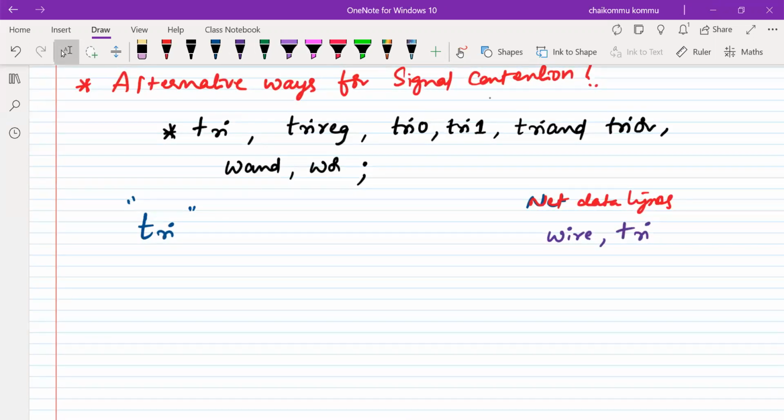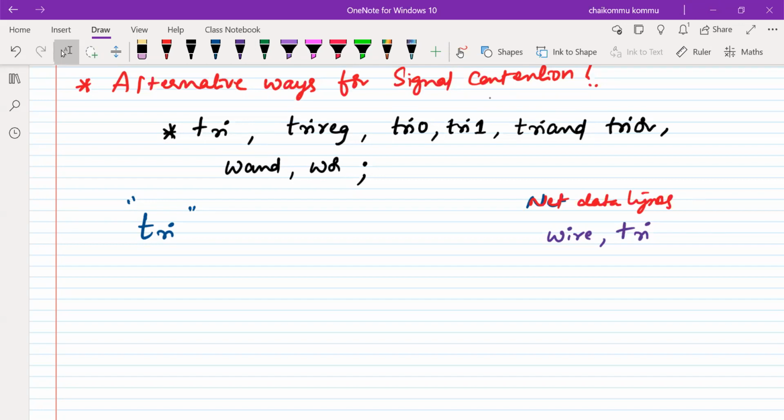What is the functionality of the wire, by the way? The transmission of the information through it. By using this wire, we are able to drive only one line. If a line is driven by more lines, then we have to define the data type as tri. The functionality is the same: tri is also used to transfer information from one end to another, no problem at all. But by using tri, the line can take n number of signals.